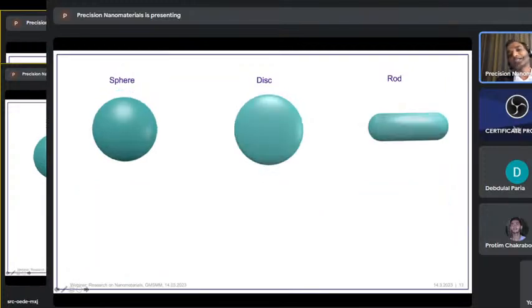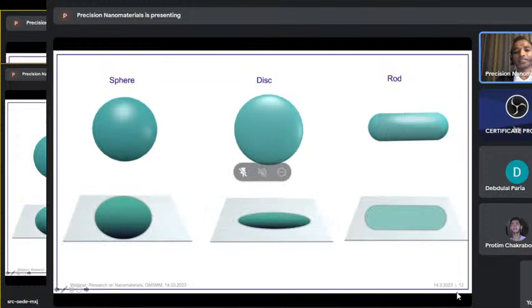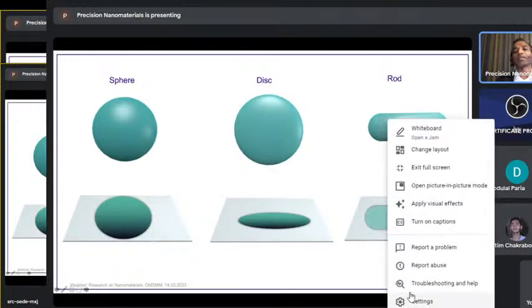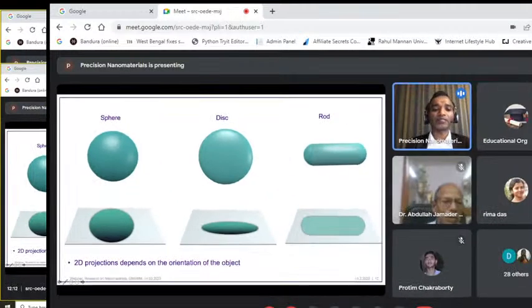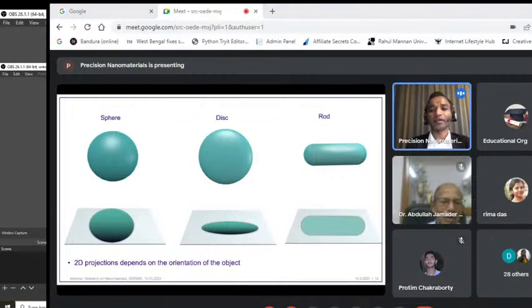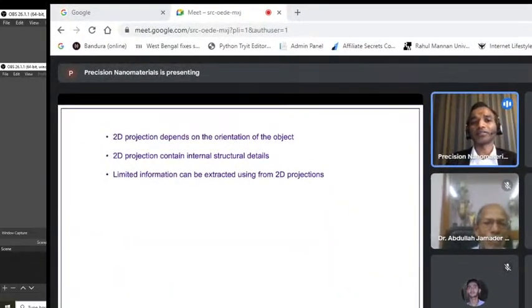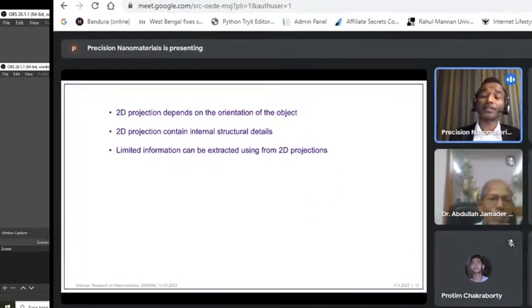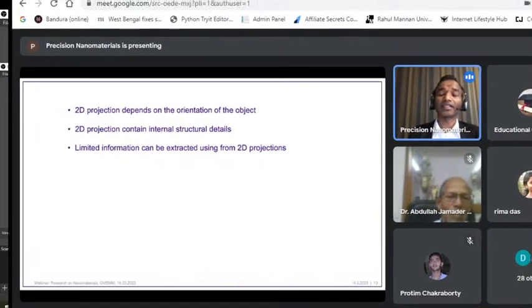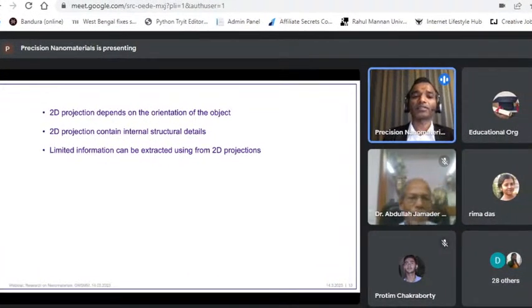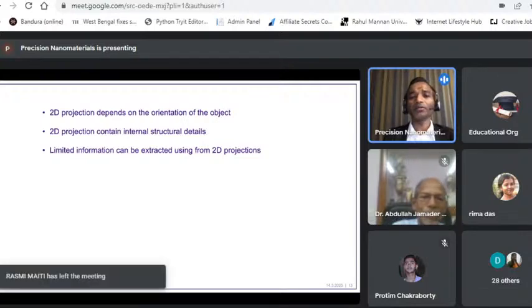Now if I slightly rotate these objects, then you start to see the difference, then we can distinguish if the particle is really a disc or a rod. So the idea is that this 2D projection depends on the orientation of the object. We can summarize that the 2D projection in TEM depends on the orientation of the object. 2D projections also contain a lot of internal structural detail, but we are not able to extract it because they have overlapping information. Then how to get this done?